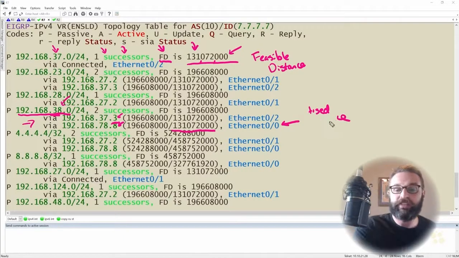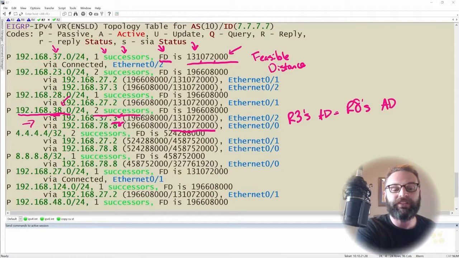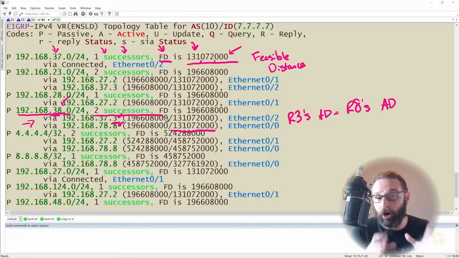Since they are both the same advertised distance, R3's advertised distance, or reported distance as it's sometimes also called, equals R8's advertised distance, or reported distance, we can safely perform equal cost multipathing, a major design consideration in EIGRP. It automatically will perform equal cost multipathing, or equal cost load sharing, we should say, across both of these routers, since the distance to get to this link is the exact same from both routers' perspective.